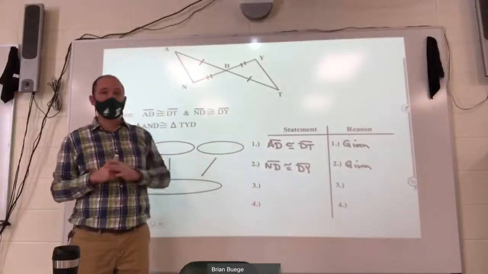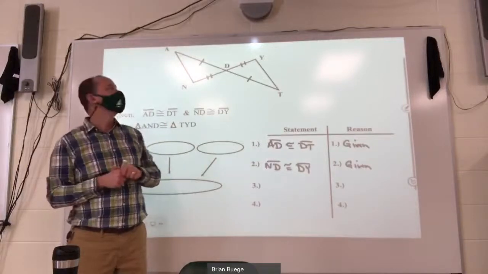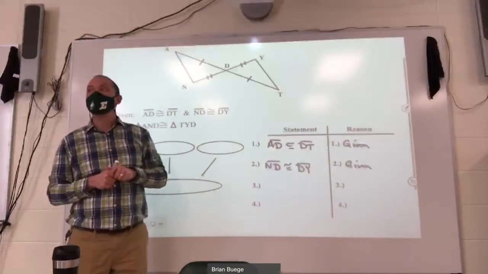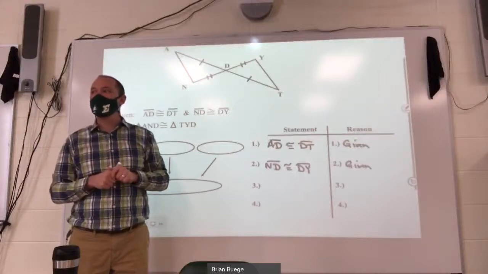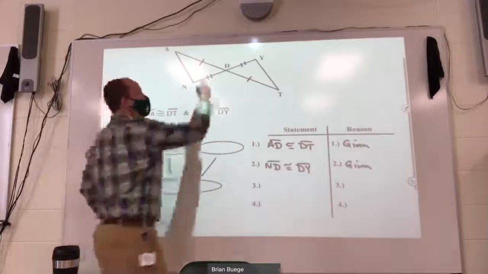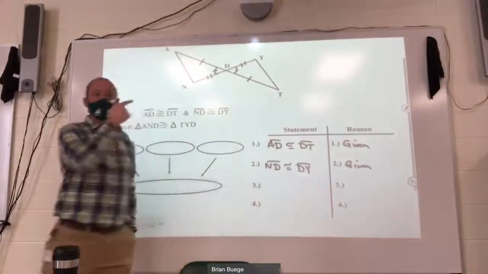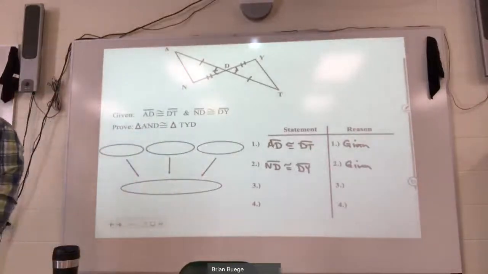There is something I do know for sure, though, here. Yep, what do you got? And why? What kind of angles are they? There you go. So this angle right here is congruent to that angle because those are vertical angles. That is a true statement.